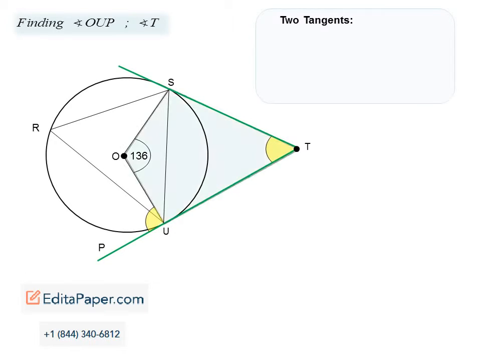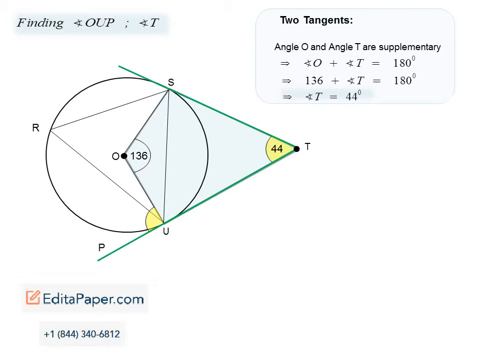Let us start by using our third clue, which is that we have two tangents, and once we have two tangents, recall that the opposite angles in the quadrilateral that is formed between the two tangents and the center are supplementary. Therefore, angle O and angle T add to 180 degrees, giving angle T to be equal to 44 degrees.